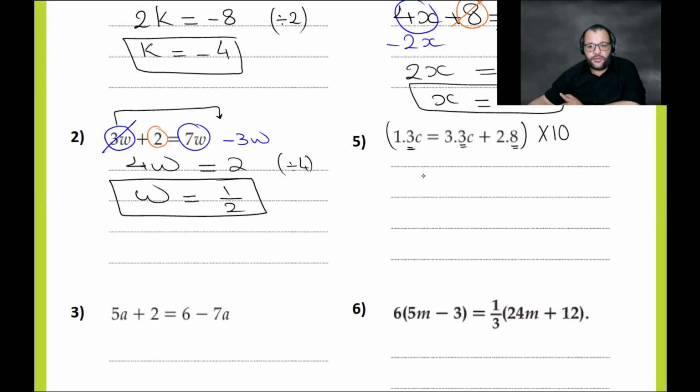So what is the answer now? 13C equals 33C plus 28.